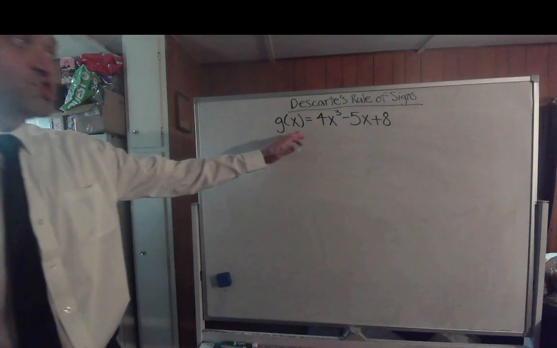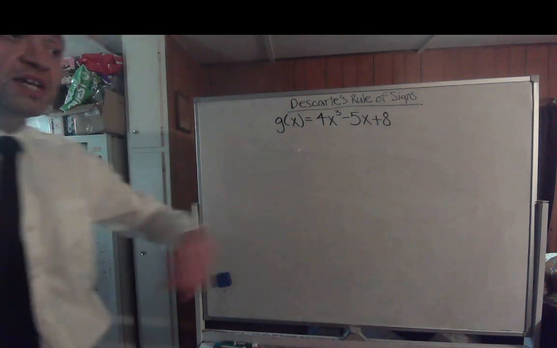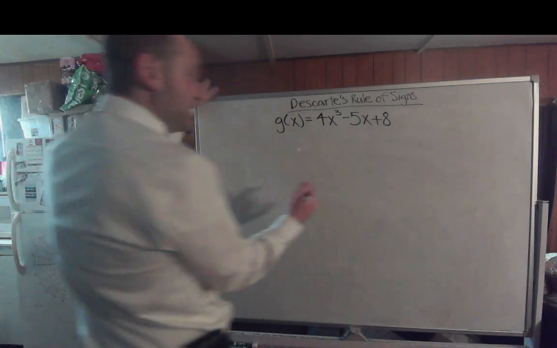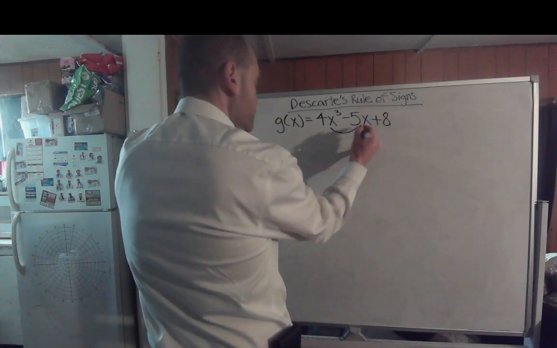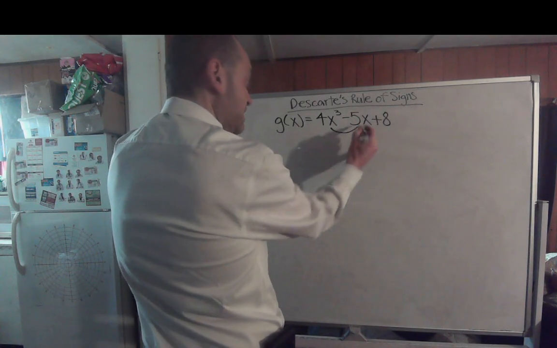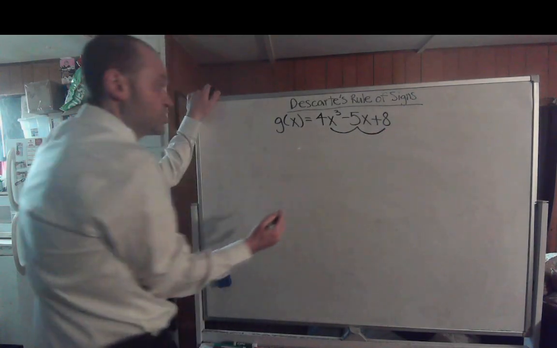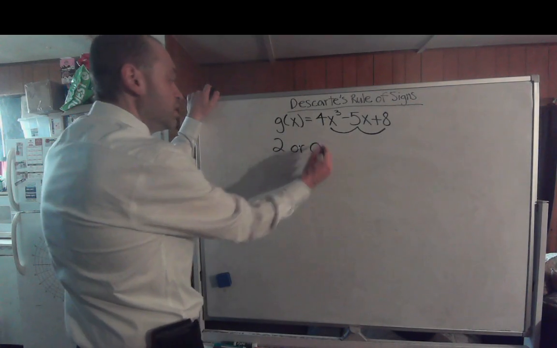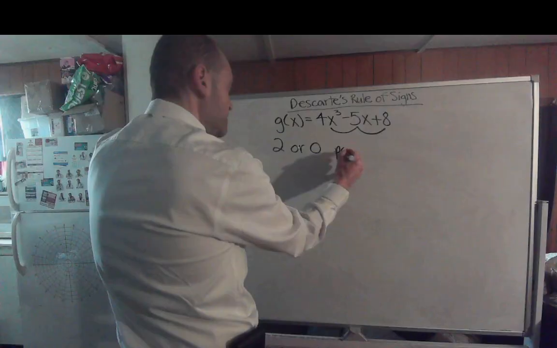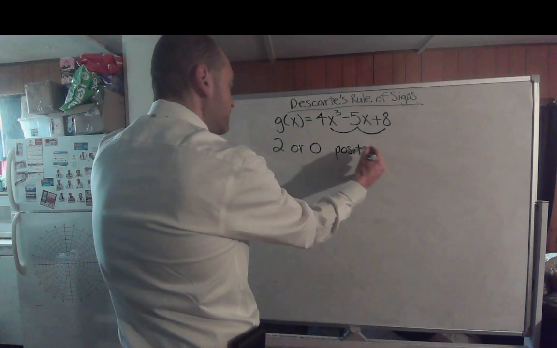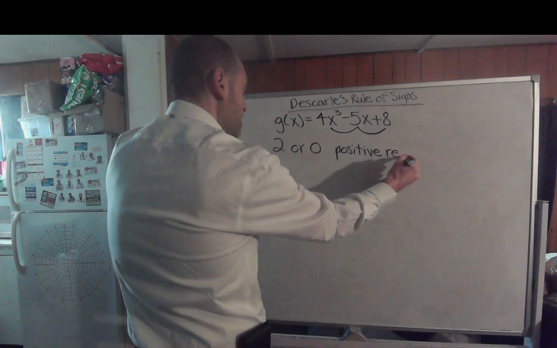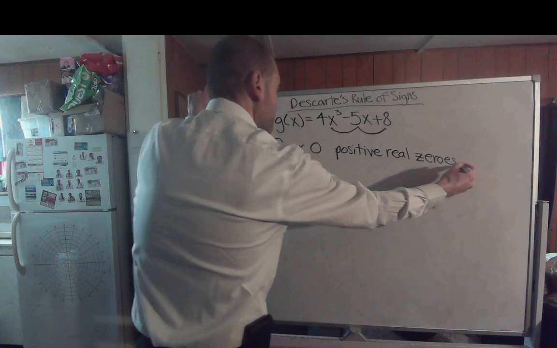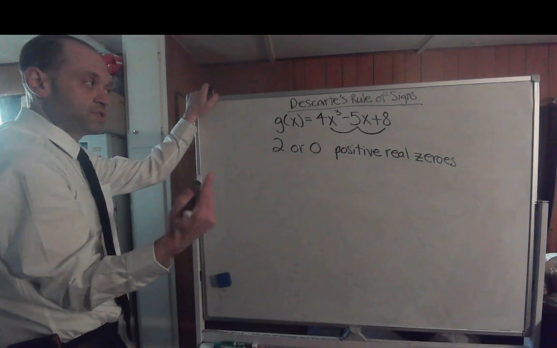So since we're taking g of positive x, let's count the number of sign changes. Between 4x to the third and negative 5x, you have one sign change. Between negative 5x and positive 8, you have another sign change. So that means you have either 2 or 0 positive real zeros.